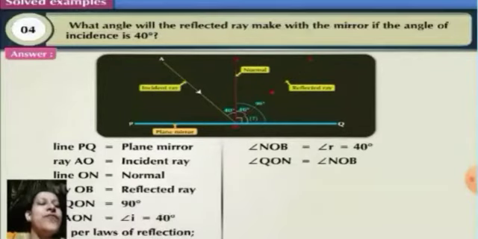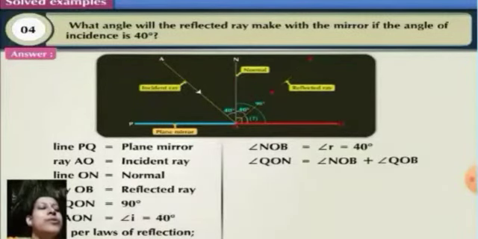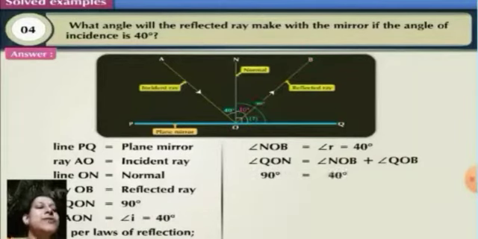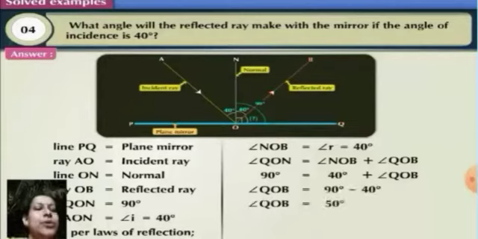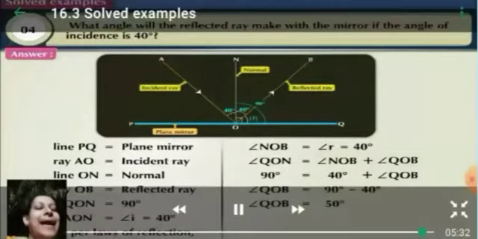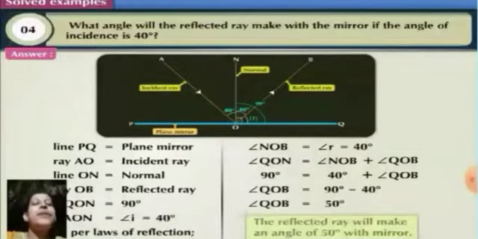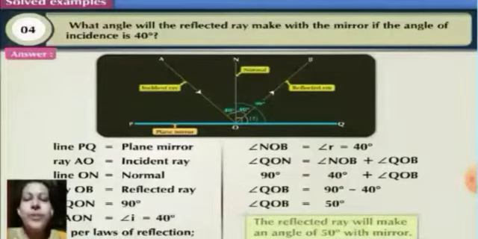Now we have found that angle NOB is equal to 40 degree, and QON is 90, so 40 plus angle QOB equals 90, so QOB will be equal to 90 minus 40, which is equal to 50 degree. So we have found the angle made by the reflected ray with the mirror. The reflected ray will make an angle of 50 degree with the mirror. So this is regarding the solved example.